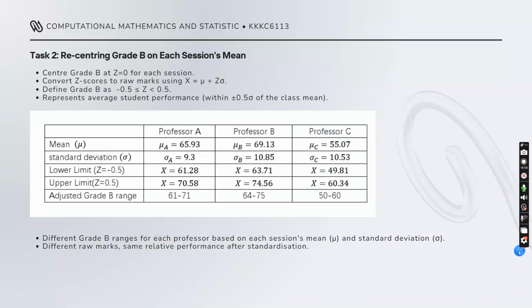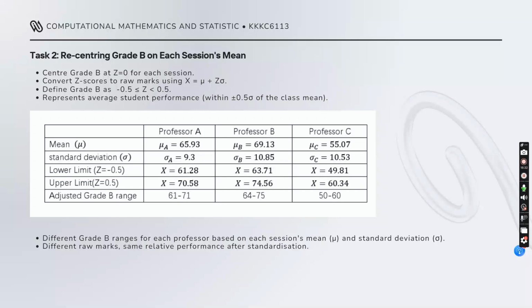Based on the ANOVA and Levene's test results, I conclude that although the three sections have different average marks, their score distributions have similar variability. Therefore, instead of using a single fixed grade B range for all students, I adjust the grading scheme so that grade B represents the average performance within each individual section.